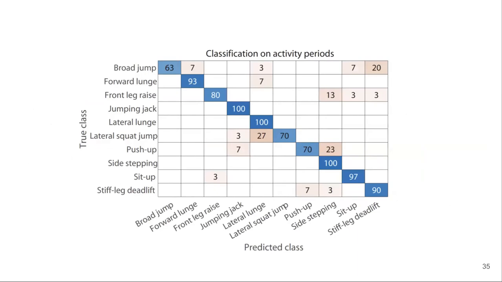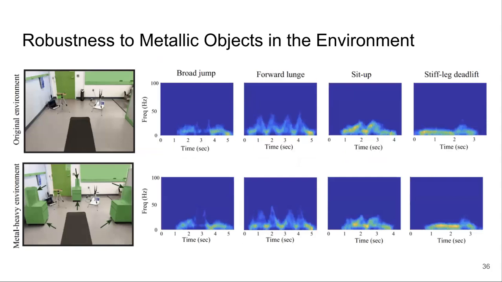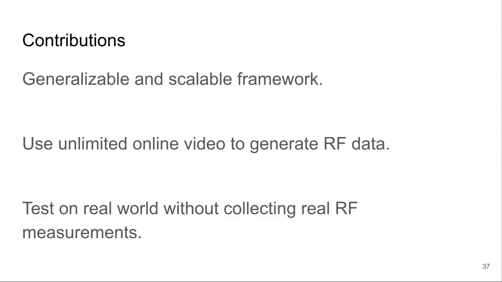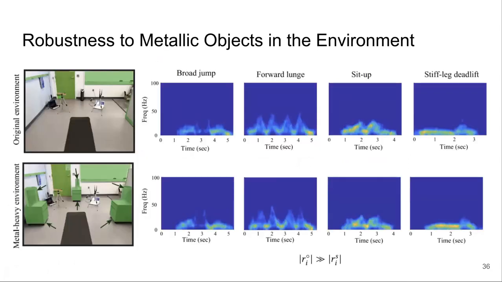So another key observation is that it is robust to metallic objects in the environment, highlighted in green, which can result in static multipath. Recall that in practice, the direct path from the TX to RX is stronger than all reflected paths. So the figure shows the spectrograms of the received signals in both settings for sample exercises, and the spectrograms of the received signals are almost identical.